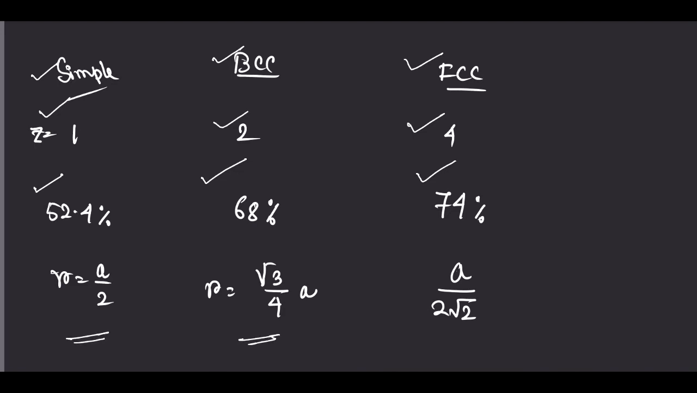Then we have the radius and edge length relation. That means R is equal to a by 2 for simple, R is equal to root 3 by 4 a for BCC, and for FCC a by 2 root 2. Here is the relation between the radius of each atom and the edge length a. Next we go for the numericals regarding that concept.